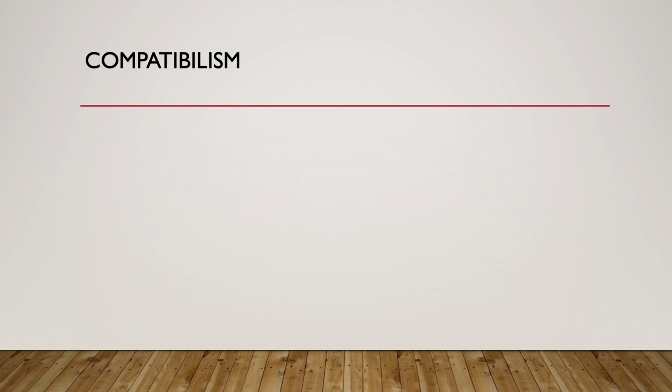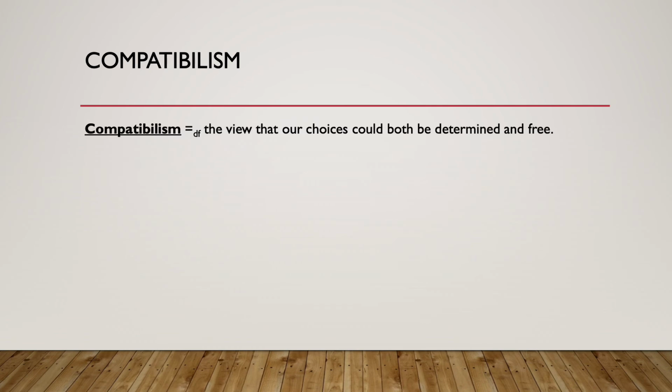There's a way to try to find a middle ground between the hard determinist view and the libertarian view, and it's what's known as compatibilism. This is a view that says our choices could be both determined and free. You might be thinking, how is that possible? Well, remember, determinism is not defined as a denial of free will. It's defined as a hypothesis about what kind of world we live in, about how our world works, how the physical world works. Now, on this view, it just believes that deep openness is not necessary for free will.